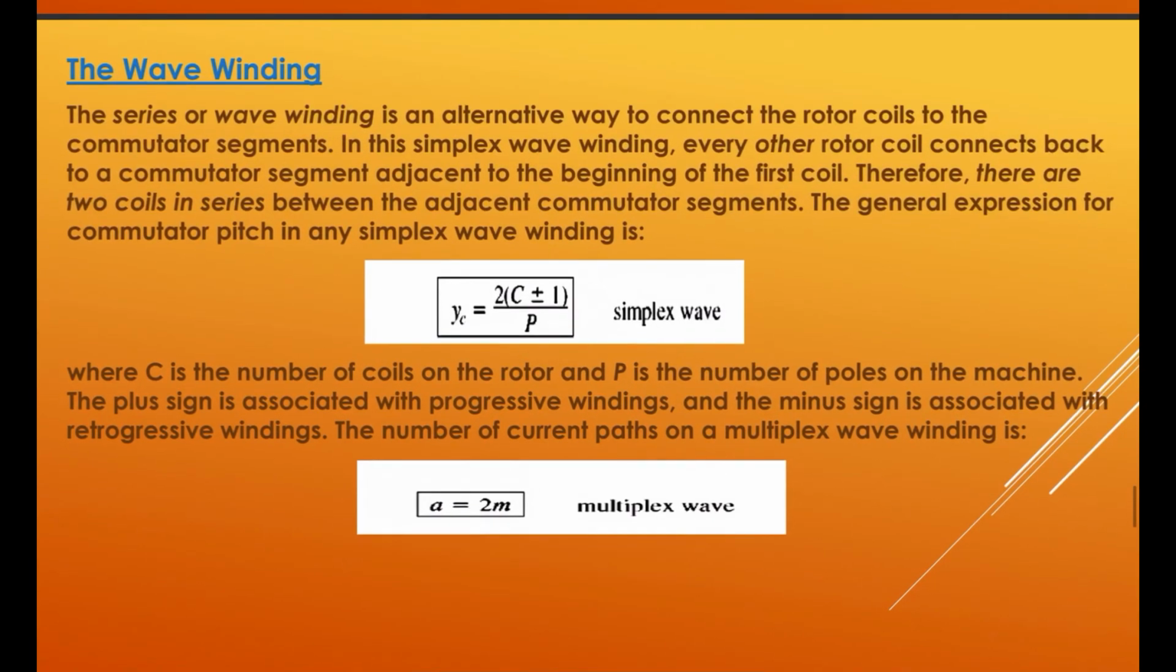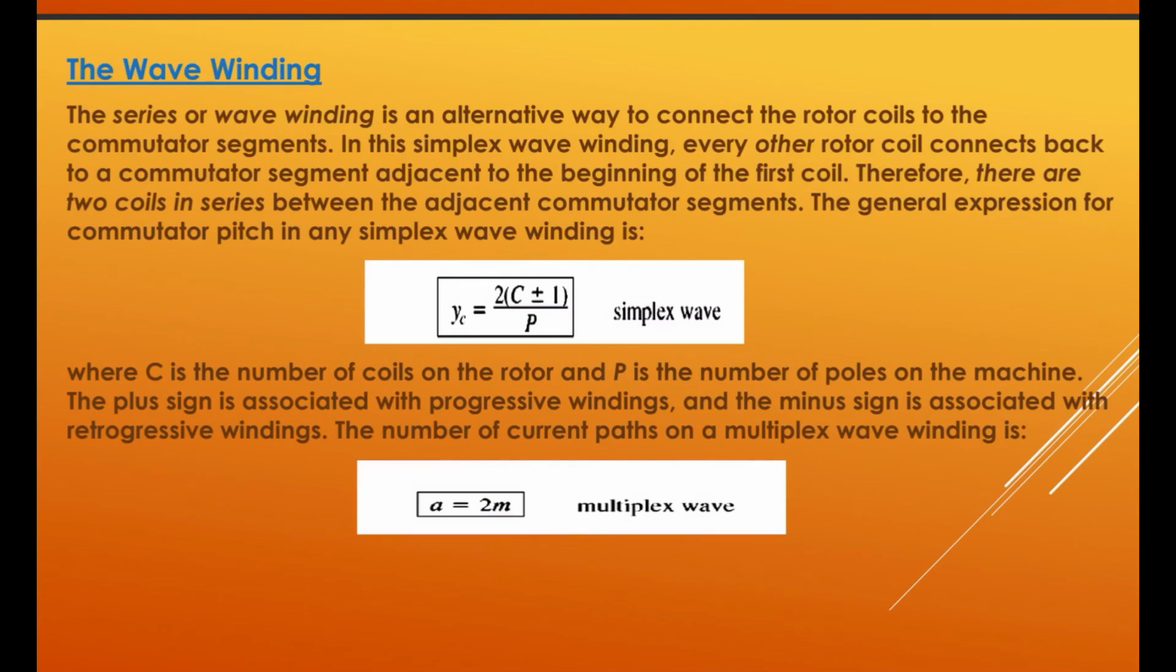Wave winding, the series or wave winding, is an alternative way to connect the rotor coils to the commutator segments. In this simplex wave winding, every other rotor coil connects back to a commutator segment adjacent to the beginning of the first coil. Therefore, there are two coils in series between the adjacent commutator segments. The general expression for commutator pitch in any simplex wave winding is what here?